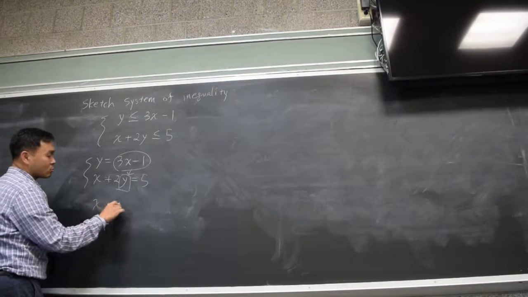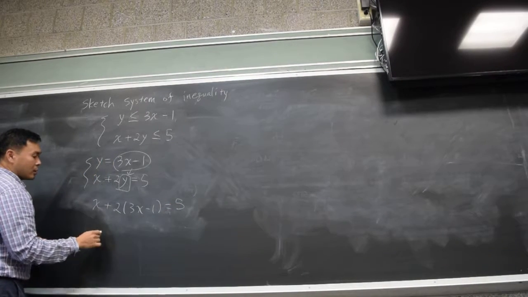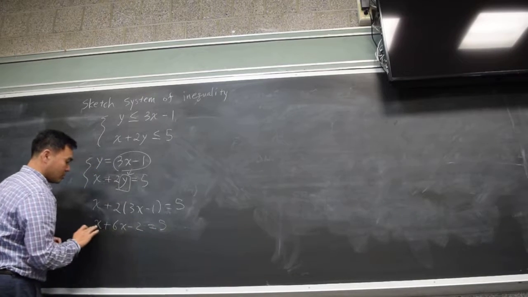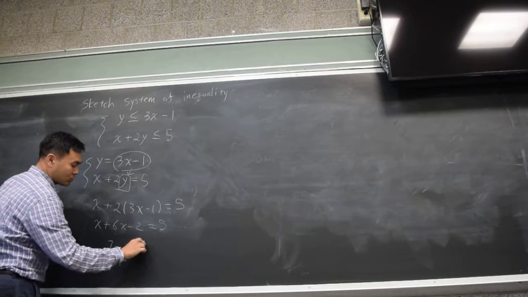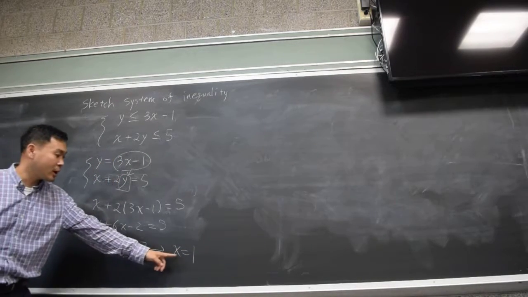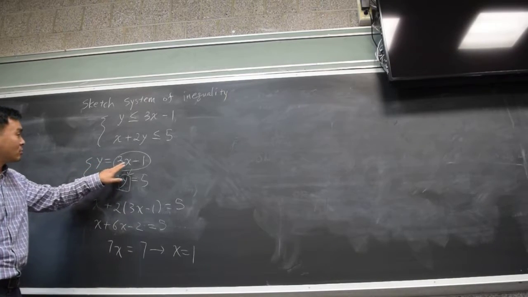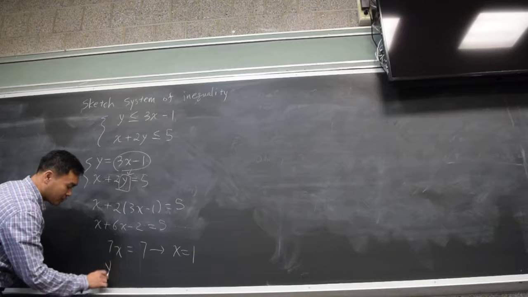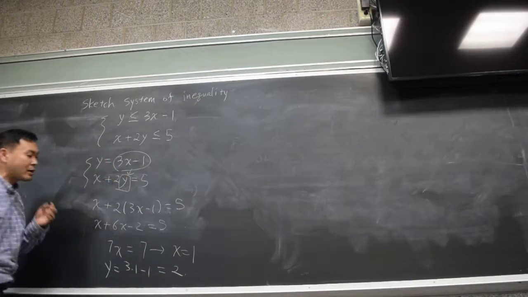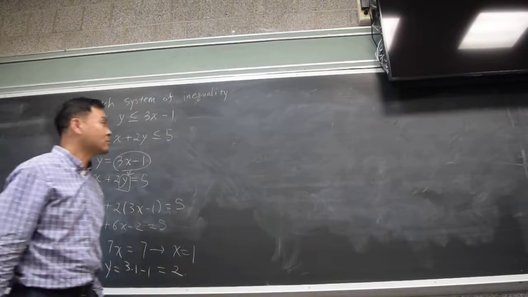We get x plus twice of 3x minus 1 equals 5. And that gives you x plus 6x minus 2 equals 5. And that's 7x equals 7, so that gives you x equal to 1. And then once you have x equal to 1, plug that back into y, so that y is 3 times 1 minus 1. So what's y? 2. 3 times 1 minus 1 equals 2. So that tells us that (1, 2) is the point of intersection.